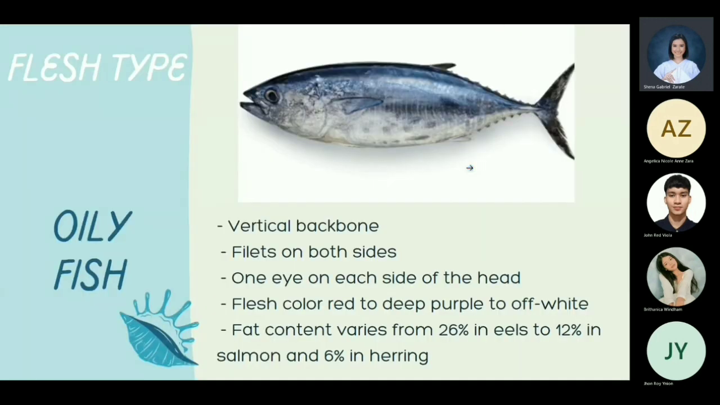Flesh type refers to the color and texture of the flesh of the fish. There are two categories, white and oily fish. Let's proceed to the oily fish. Oily fish are fish species with oil fats in soft tissues and the coelomic cavity around the gut. Their fillets may contain up to 30% oil, although this figure varies both within and between species. Examples of oily fish include small forage fish such as sardines and herring, and larger pelagic fish such as salmon, tuna, swordfish, and mackerel. And next reporter, please.